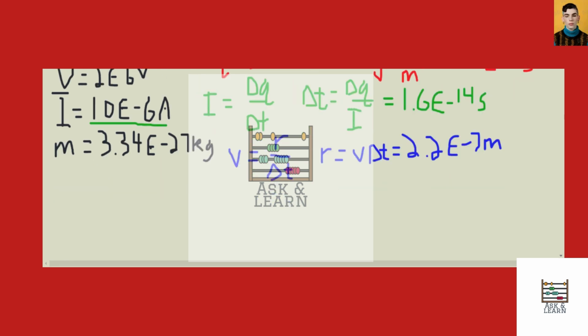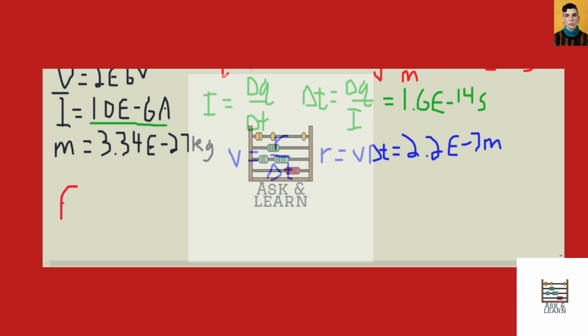Then for part B, we want to know if the electric force of repulsion affects the beam stability. And so to do that, we're going to solve for the acceleration of one of the deuterons due to the electric force from another.